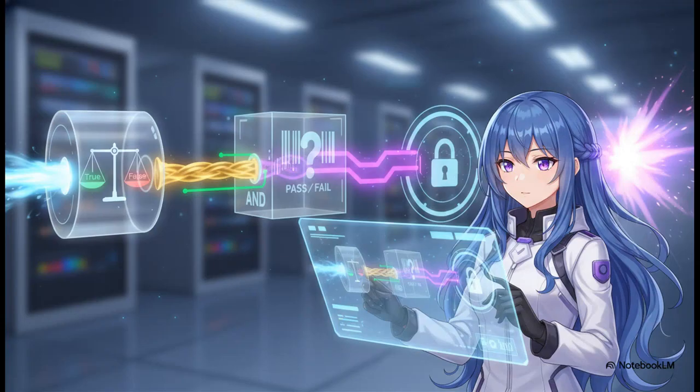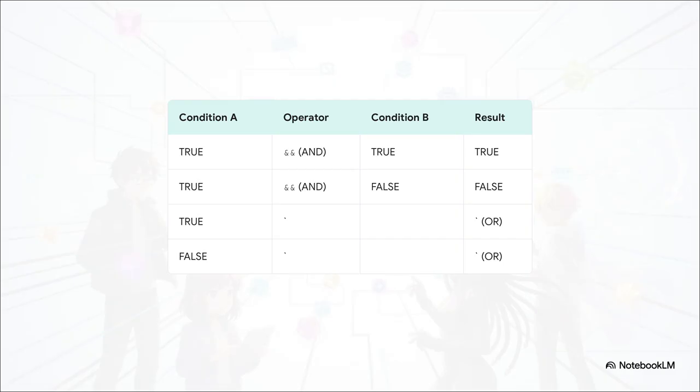Okay, but sometimes a single question isn't enough. You might need to check if 2 or 3 conditions are all true at the same time. To do that, we use logical operators to chain our true or false questions together into a more complex one. The two big ones are and, which is 2 ampersands, and or, which is 2 vertical bars. And the rule is actually pretty simple. For and to be true, both sides have to be true. It's strict, but for or to be true, you just need one of the conditions to be true. It's a lot more flexible.